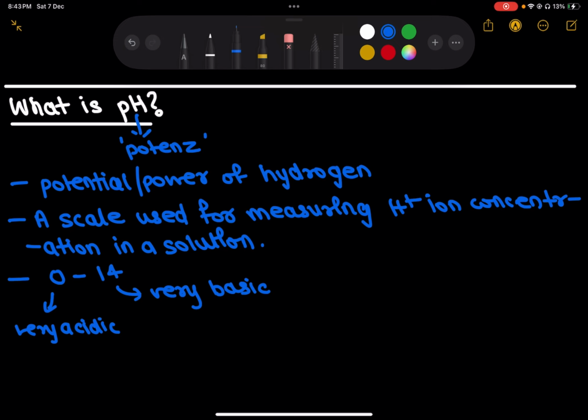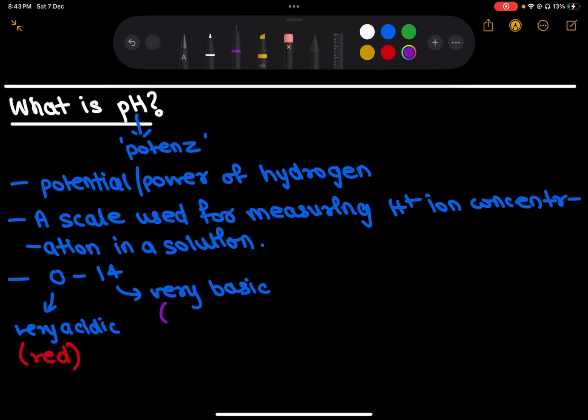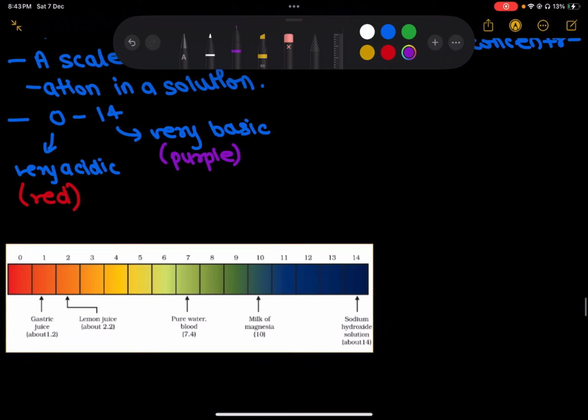So acids are usually denoted by a red color. The scale goes from red to green, and then to blue or purple. This is basically sort of purplish, very basic. So I have a picture here from your NCERT itself.